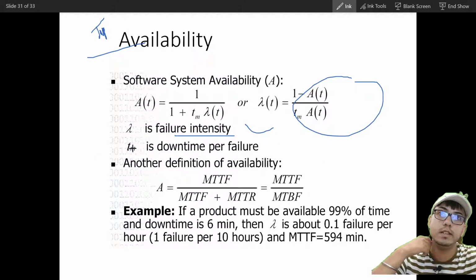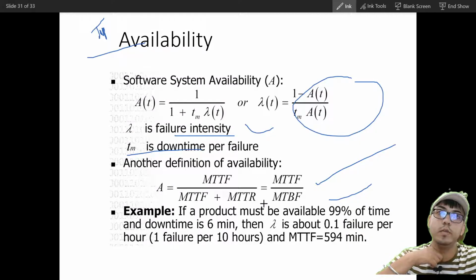Lambda is the failure intensity, Tm is the downtime per failure. So this is MTTF divided by MTTF plus MTTR, mean time to failure plus mean time to repair.